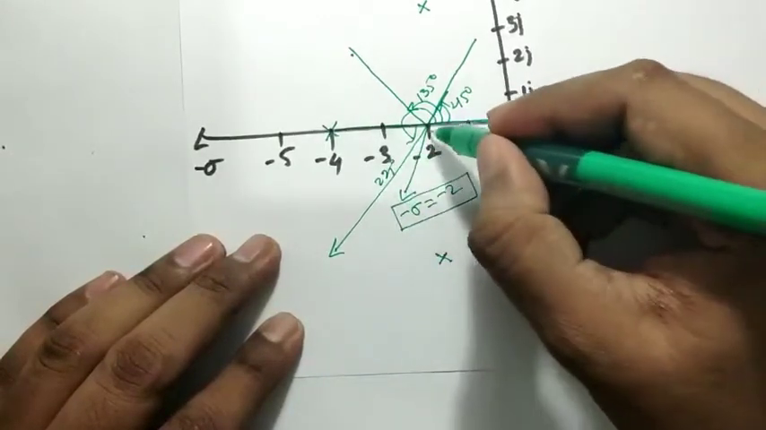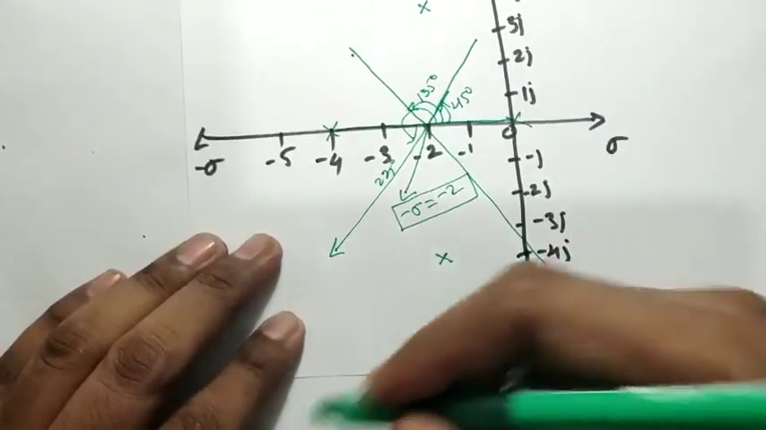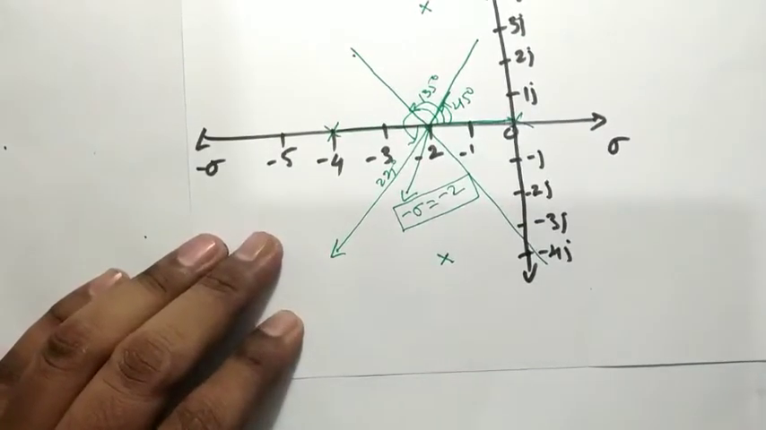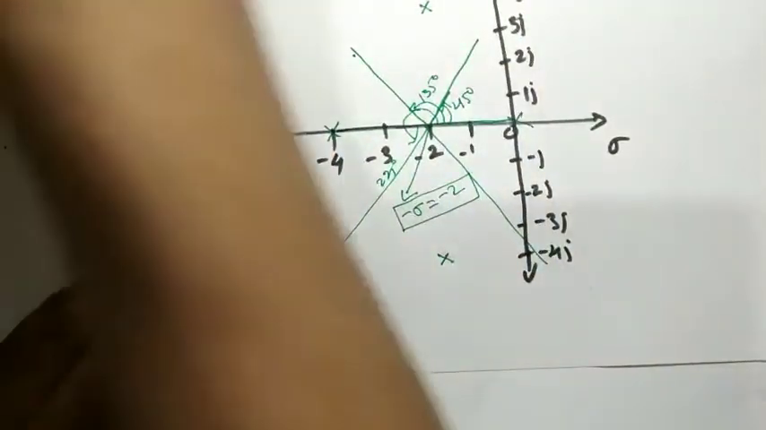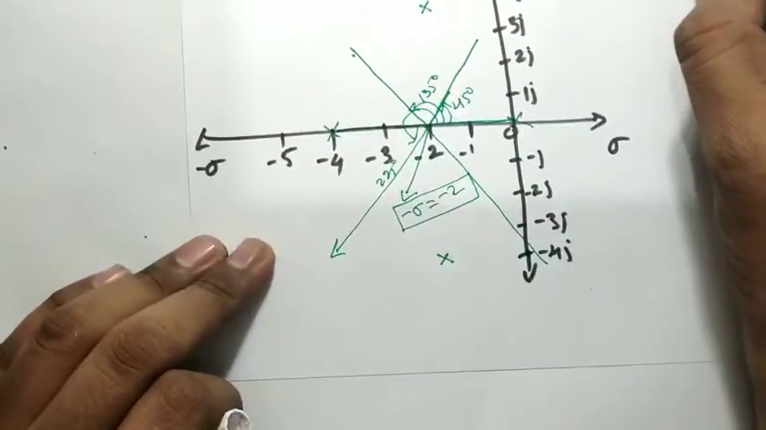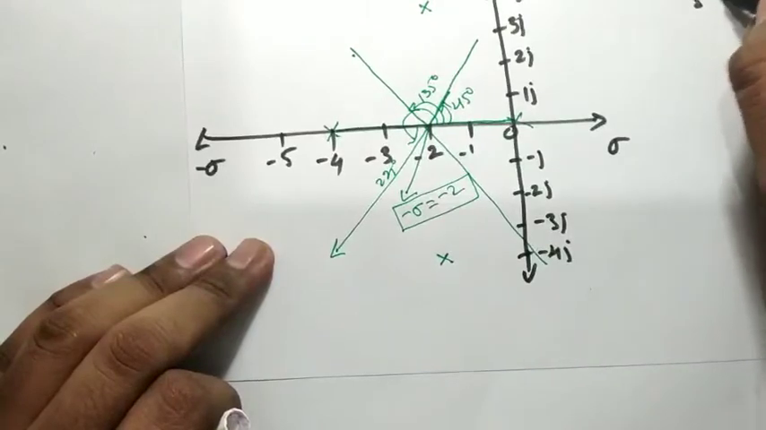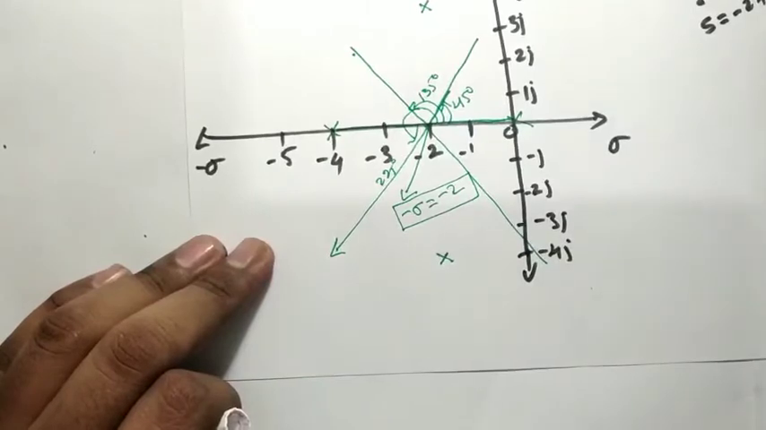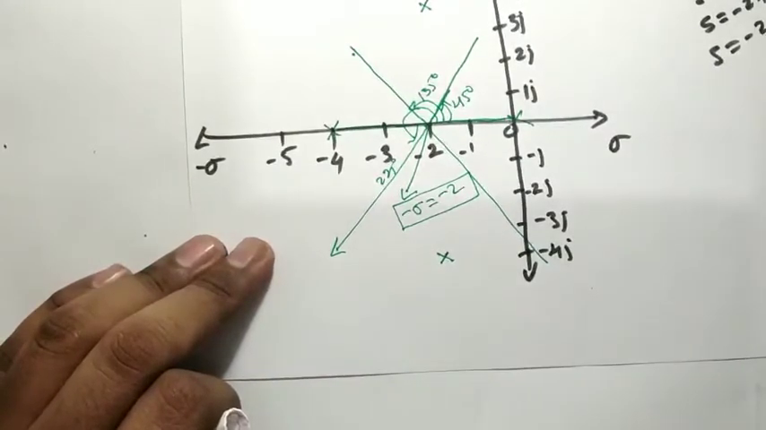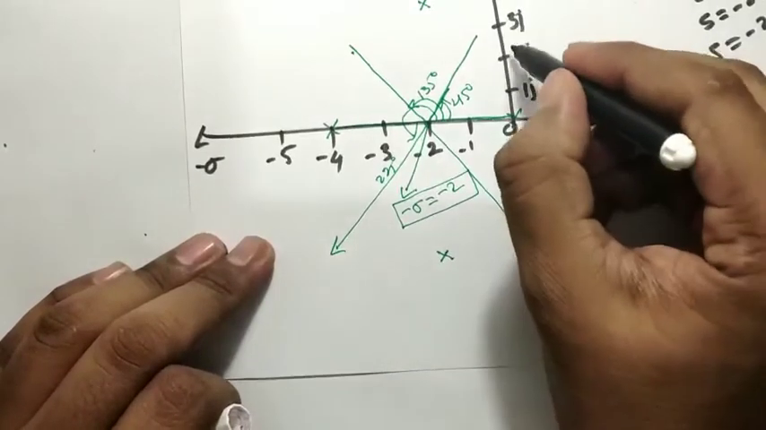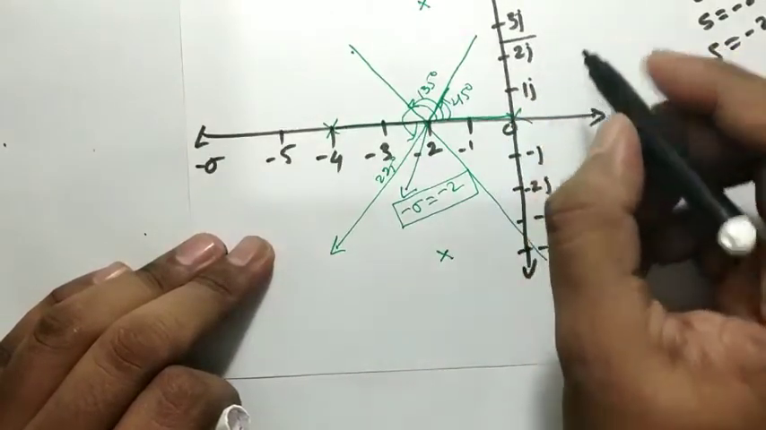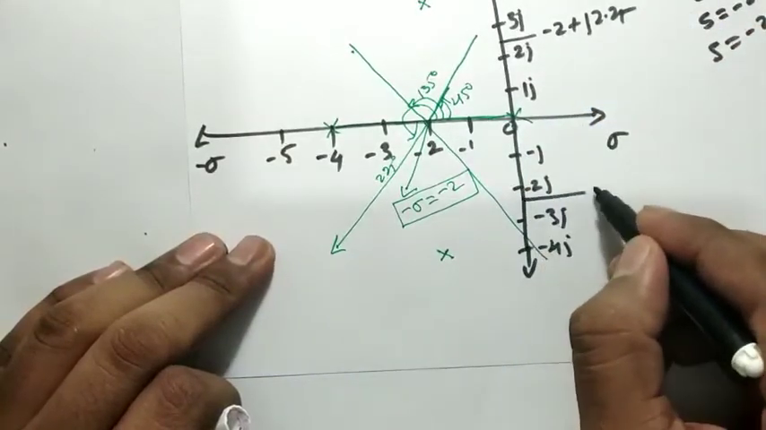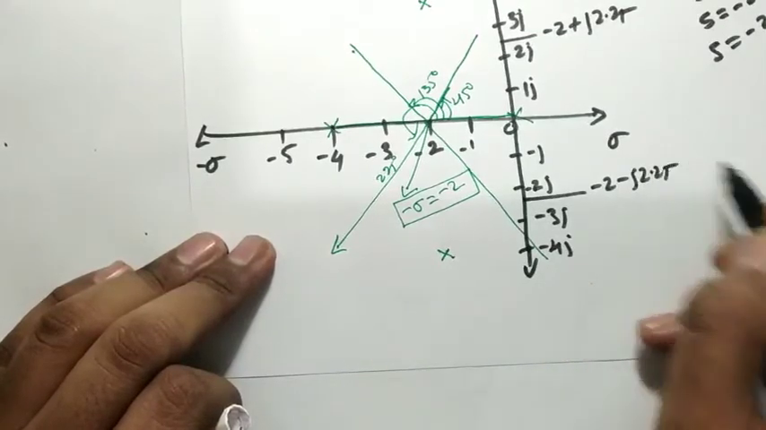225 degrees, and another angle is 315 degrees, it's moving, right? So you have to find the breakaway points also. One is s is equal to minus 2, right? So your breakaway points: s is equal to minus 2, and another is minus 2 plus j 2.25, and another is minus 2 minus j 2.25. So somewhere here, that is a breakaway point, minus 2 plus j 2.25, and another one is minus 2 minus j 2.25, right?